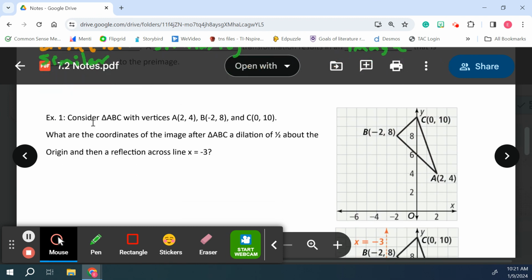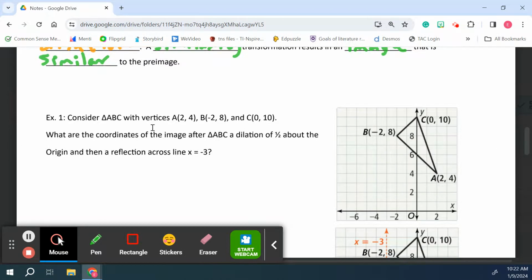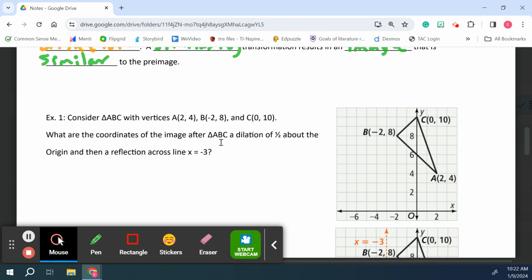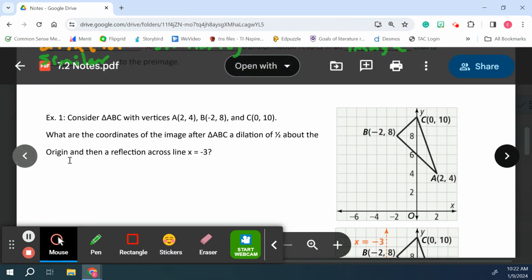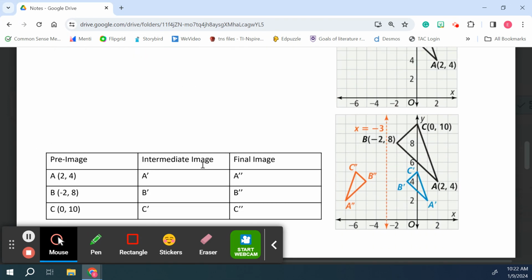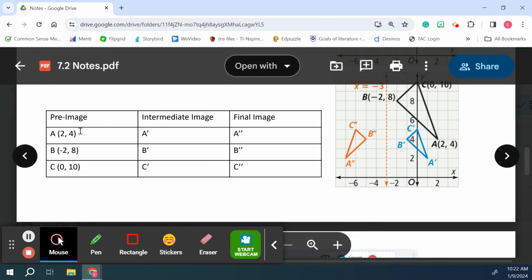All right, example 1. It says consider triangle ABC with vertices A (2, 4), B (-2, 8), and C (0, 10). What are the coordinates of the image after a dilation of half about the origin, and then a reflection across x equals 3? All right, so let's take a look down here. We have our original points. We have 2, 4, we have -2, 8, we have 0, 10.